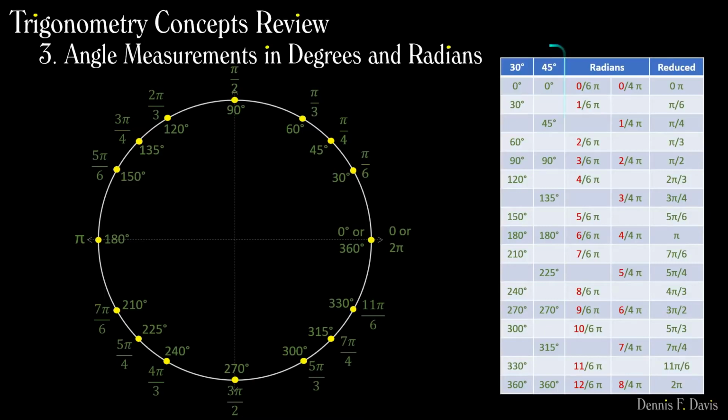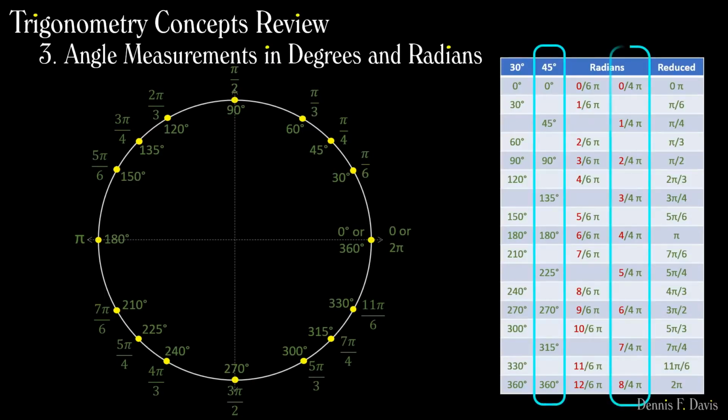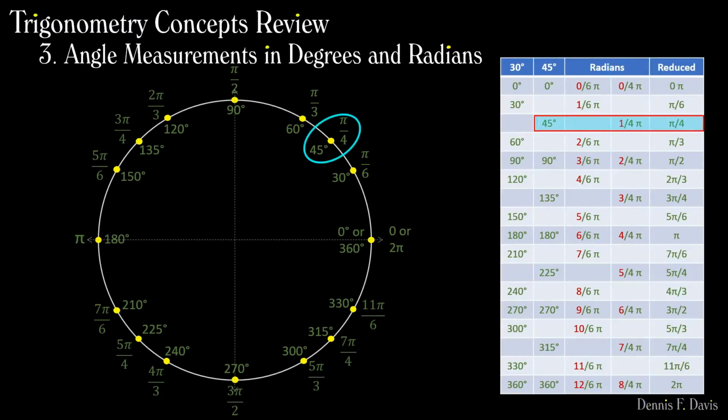Let's do the 45-degree multiples. It will be faster since there aren't as many. 45 degrees is 1/4 of 180 degrees, which is pi radians, so 45 degrees is pi over 4 radians.